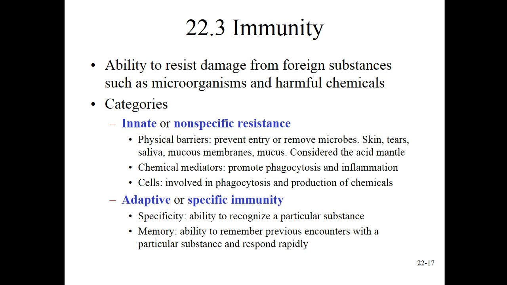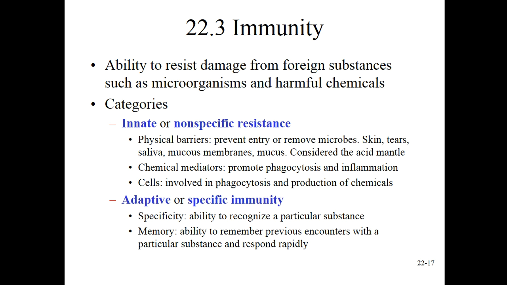So non-specific resistance involves physical barriers to try to keep germs or chemicals from getting into our body: skin, tears, saliva, mucus, and mucous membranes. These are part of what we sometimes call the acid mantle, and nearly all of these fluids have an acidic pH as a way of trying to prevent germs from setting up shop in our mouths or noses or on our skin. Now, it's certainly not perfect because we do get skin infections and respiratory and digestive infections, but man, it would be a lot worse if we didn't have these barriers.